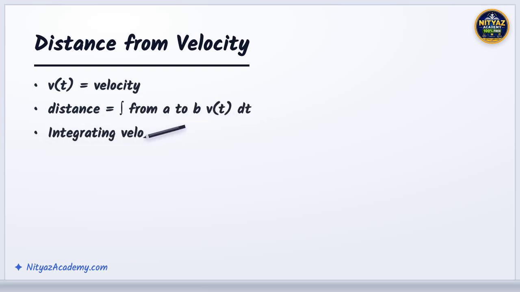Integration also recovers motion. Since velocity is the derivative of position, integrating velocity gives back the change in position, which is the distance traveled. Integrate the velocity function between two times, and you get exactly how far the object moved over that interval. Derivatives and integrals are two sides of the same coin.